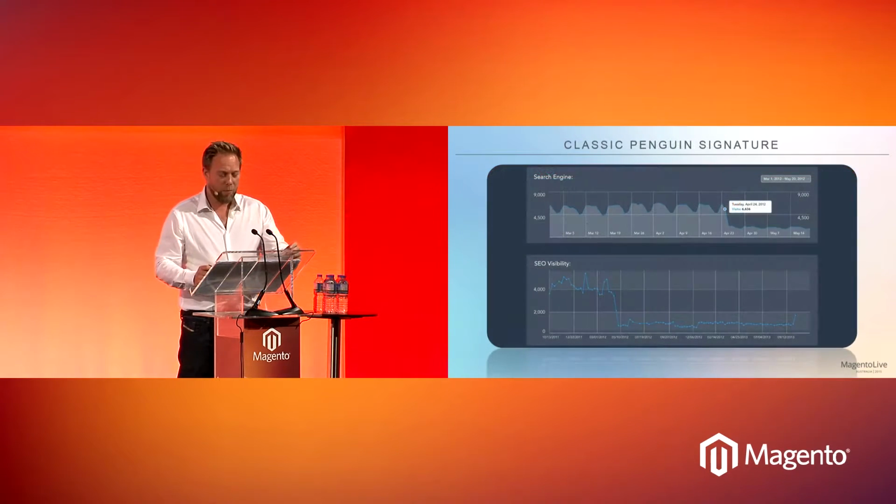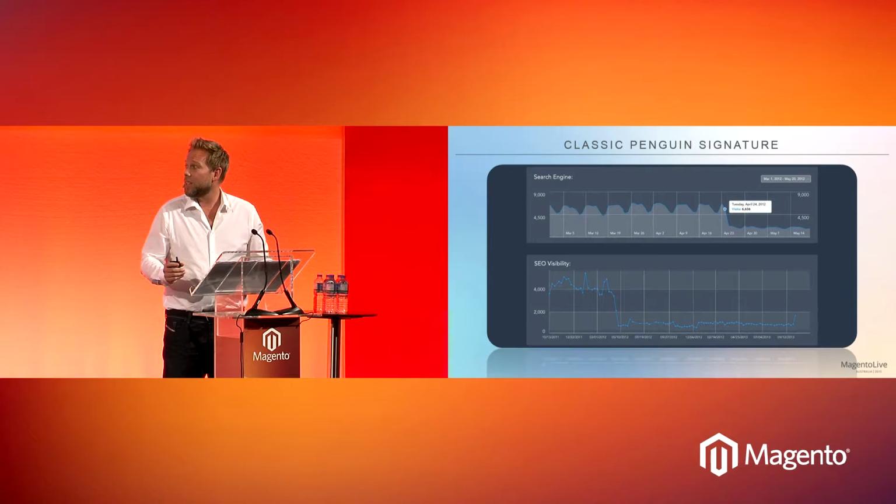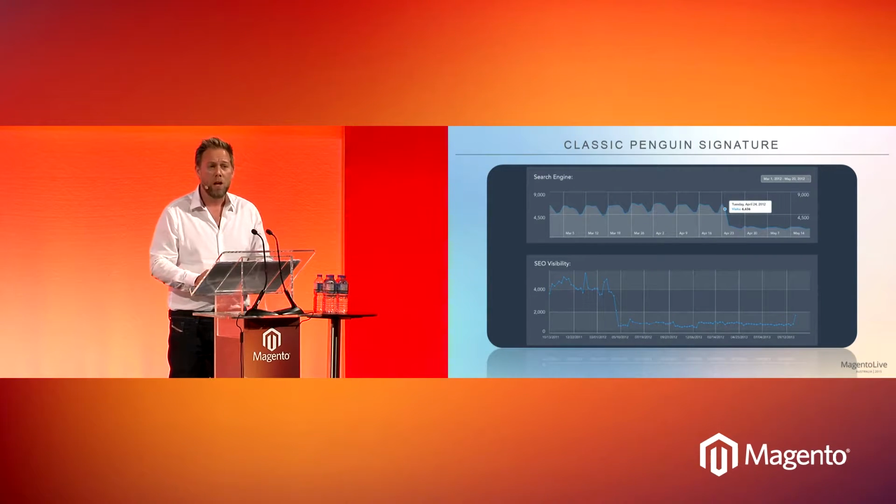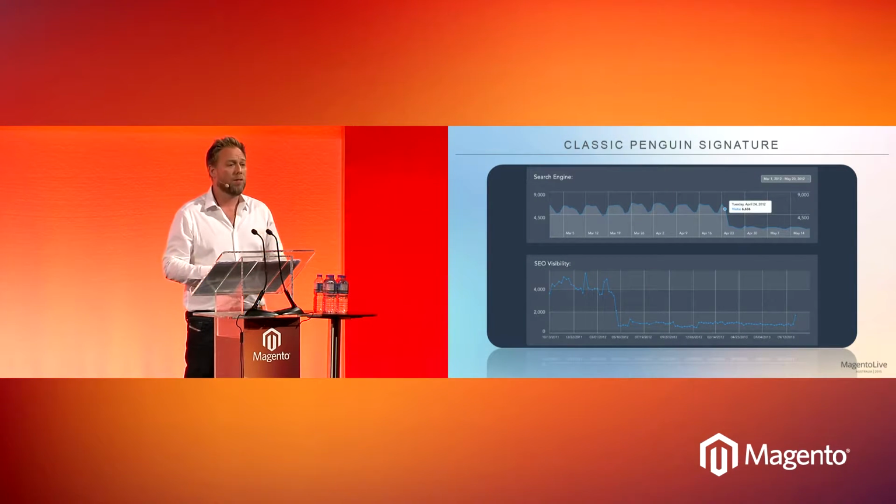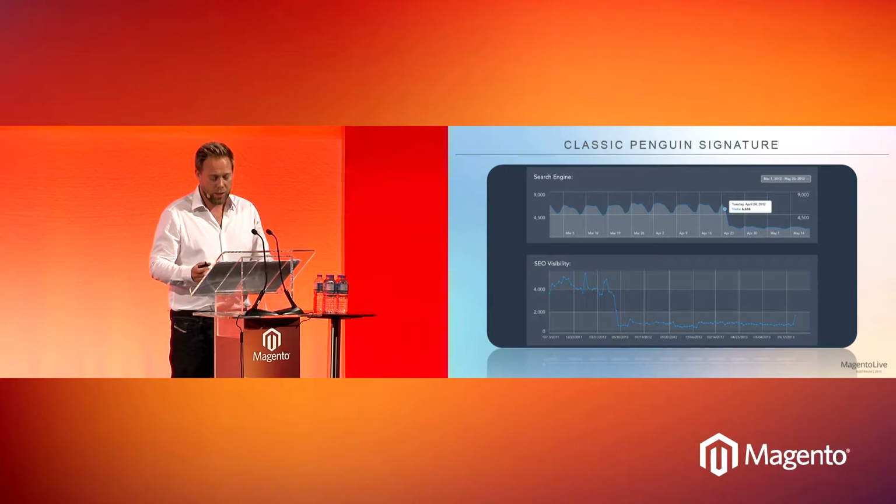So how do you know if you've been hit by Penguin? Well, you'll see here that this is a classic example, a classic Penguin signature. And you can see on a specific date that the traffic has dropped off really significantly overnight. And this is around the same time as a confirmed Penguin update. And you can look on a website like Moz or Algoroo to find out when these specific updates happen.